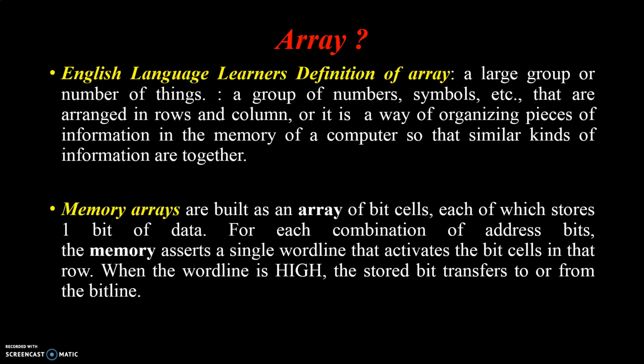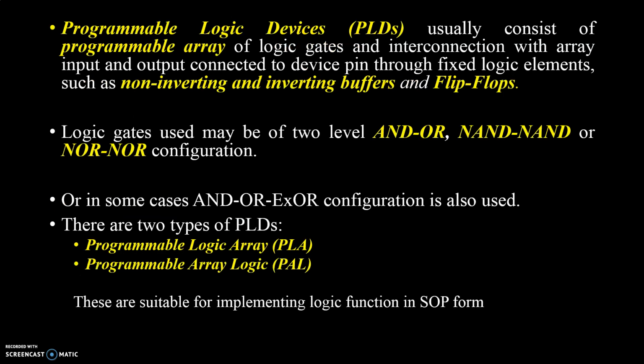Memory arrays are built as an array of bit cells, each of which stores one bit of data. For each combination of address bits, the memory asserts a single word line that activates the bit cells in that row. When the word line is high, the stored bit transfers to or from the bit line.